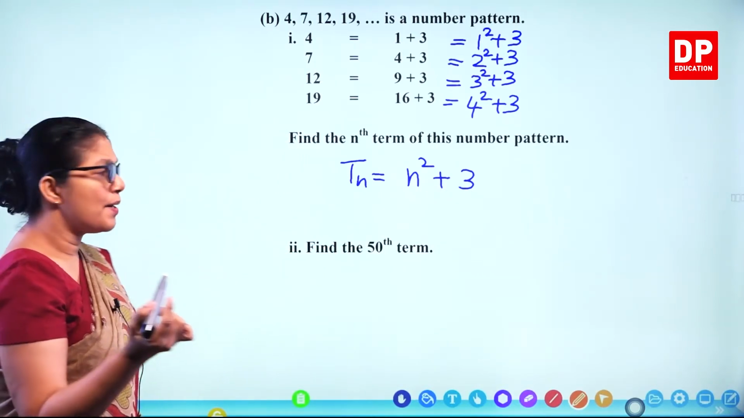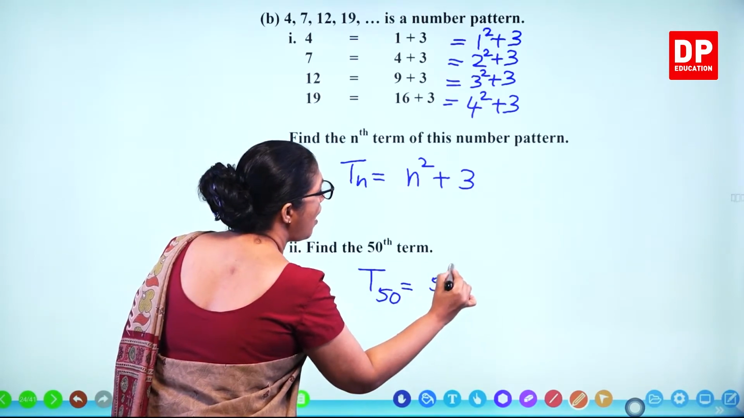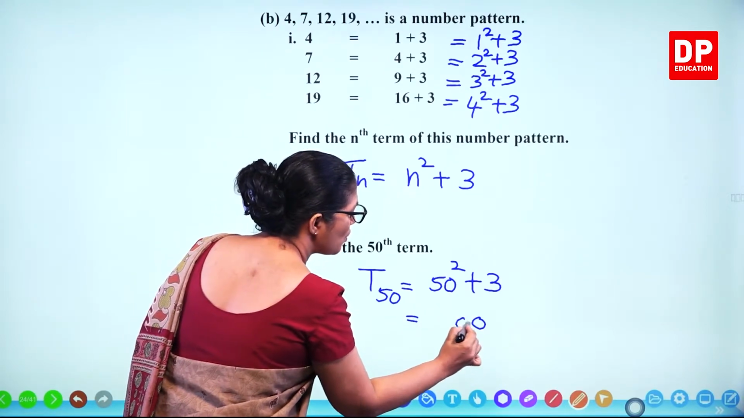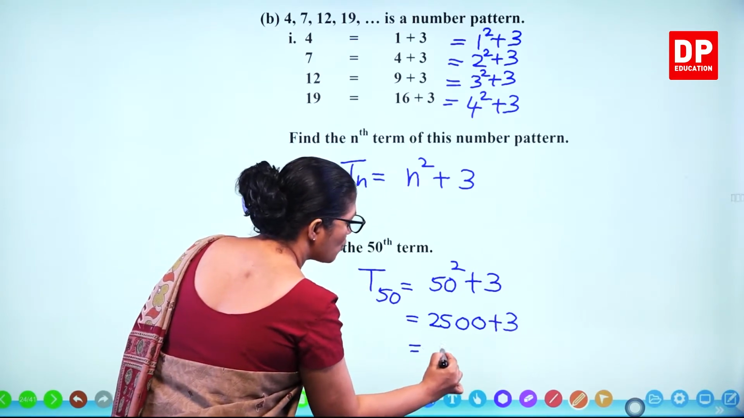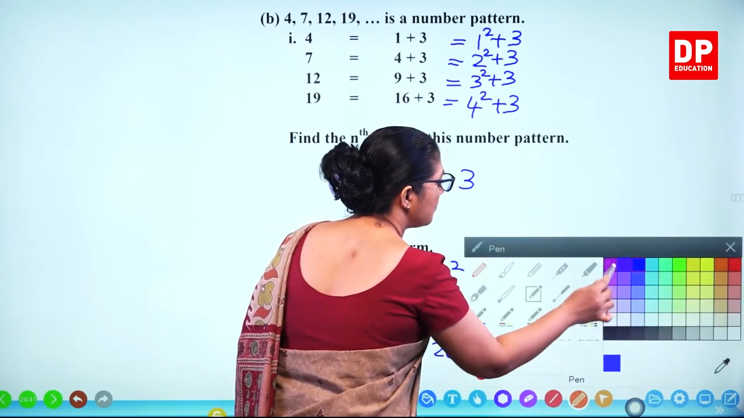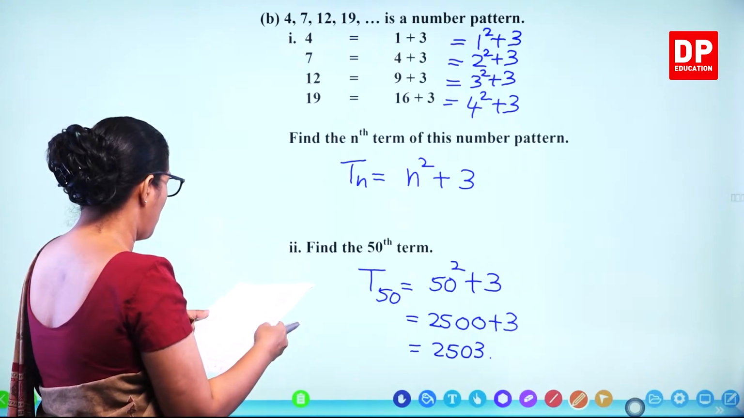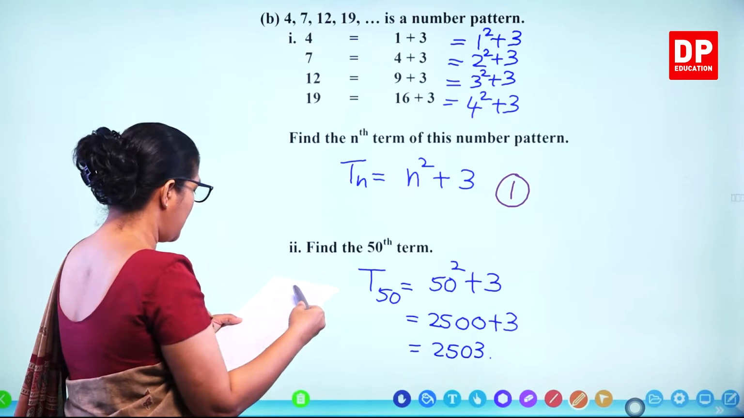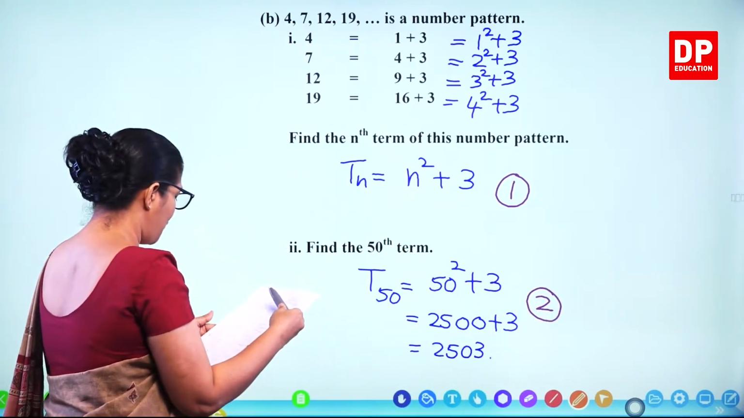Find the 50th term. Substitute 50 there for n. 50 squared plus 3. So 50 times 50 means 2 zeros. 5 times 5, 25. Plus 3, 2503 is the 50th term. So you get 1 mark for identifying the pattern and 2 marks for writing down the 50th term.